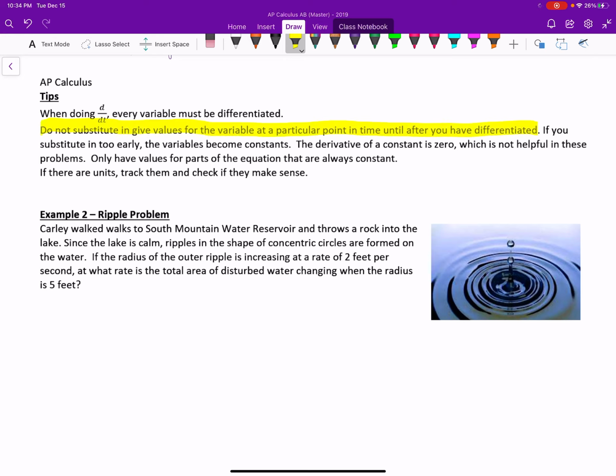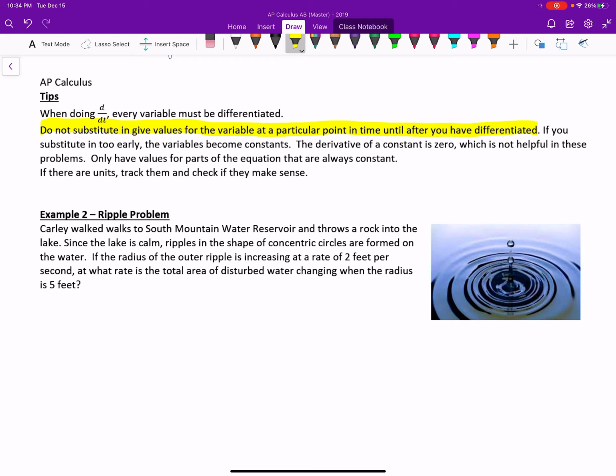So this is super important that I just highlighted. If you substitute in too early, the variable becomes constant. And when you take the derivative of a constant, it's going to be zero, which is not helpful in these problems. Only have values for parts of the equation that are always constant.